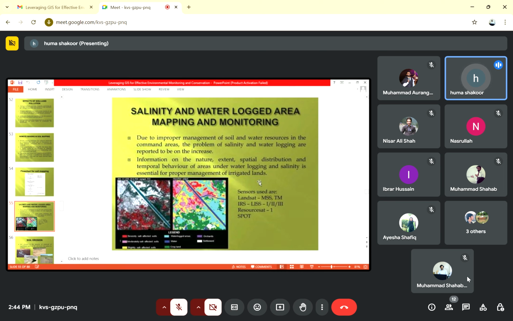This is very important for the growth of the crops and for good vegetation, that you have to monitor the soil for the parameters of salinity and water logging, because in these two conditions the soil is unable to give fertile plants. So for this purpose, the sensors used are Landsat, IRS and LISS. These are the sensors which are used to collect the data about salinity and water logging.